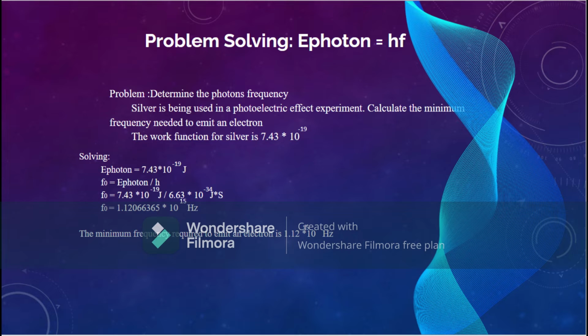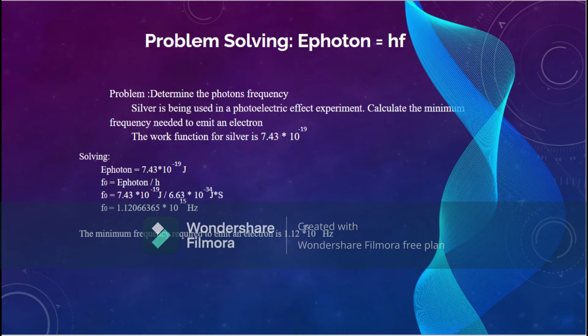Calculate the minimum frequency needed to emit an electron. The work function for silver is 7.43 times 10 to the negative 19 joules. So solving, the energy of the photon is equal to 7.43 times 10 to the negative 19 joules. f0 is equal to the energy of the photon divided by Planck's constant. f0 is equal to 7.43 times 10 to the negative 19 joules divided by 6.63 times 10 to the negative 34 joule seconds, after you substitute the energy of the photon into the equation.